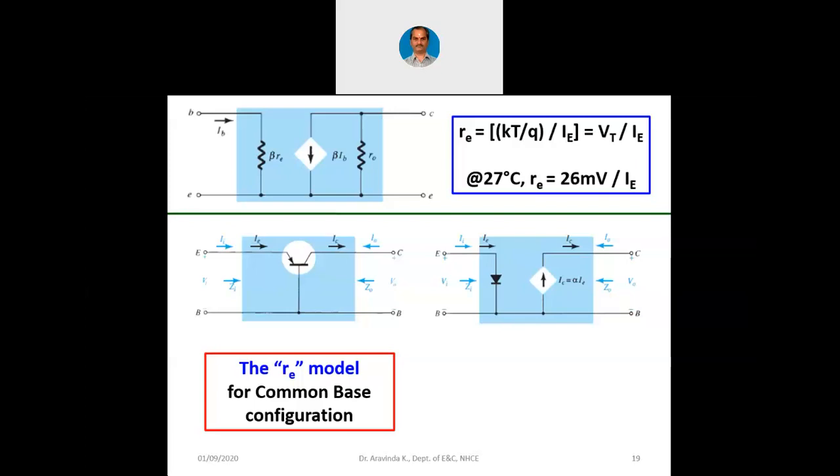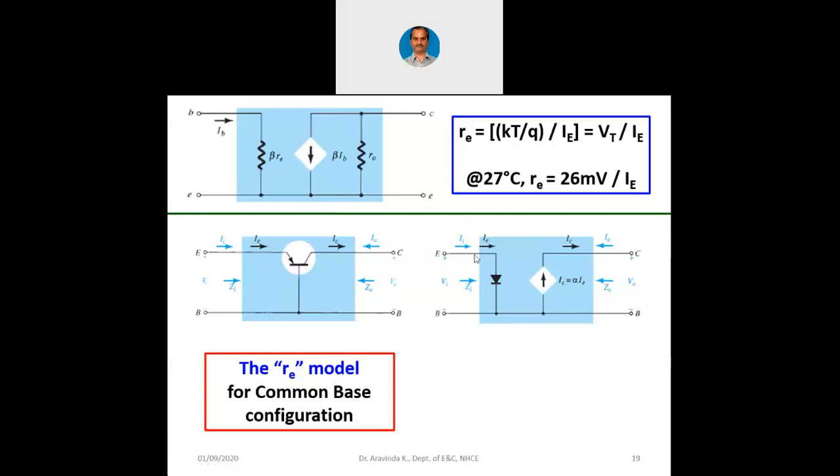Why? When the emitter current increases, even the collector current is increasing. So they are in phase. Okay, and they are flowing in the same direction. That way, in the common base configuration, there is no phase shift.